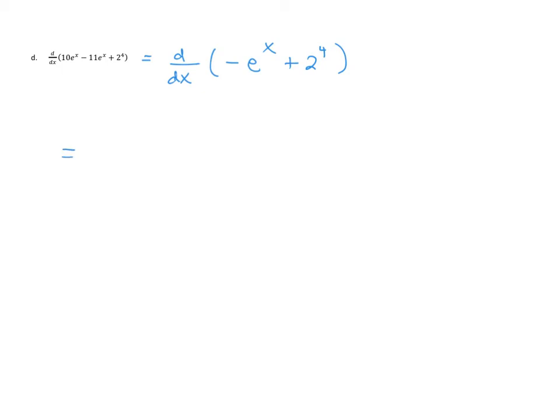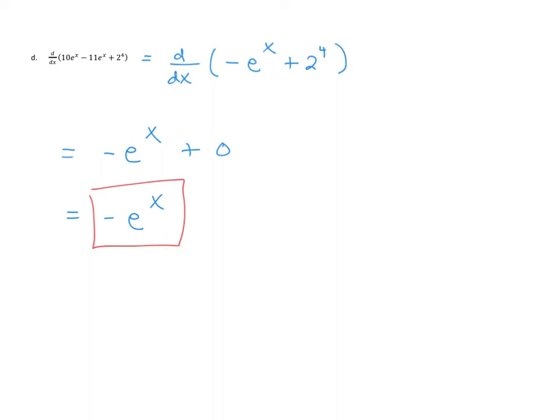So if I'm taking the derivative of this thing, the derivative of negative e to the x is negative e to the x, plus the derivative of whatever 2 to the power of 4 is. And 2 to the power of 4 is actually just a constant. There is no x anywhere within this expression. Its derivative is 0, meaning the entire answer is just negative e to the x, like this.